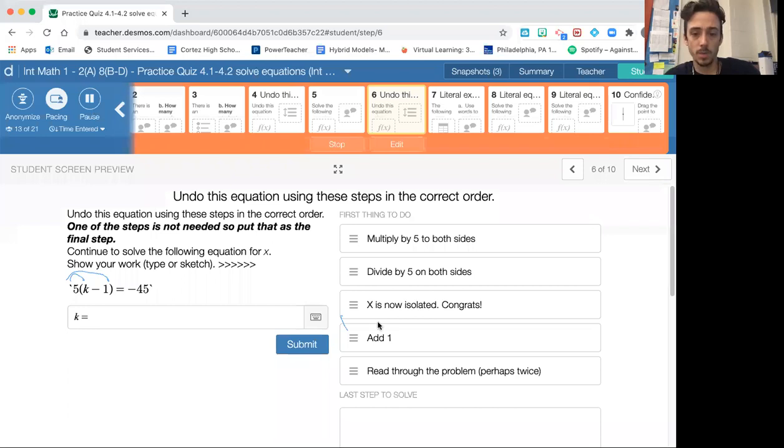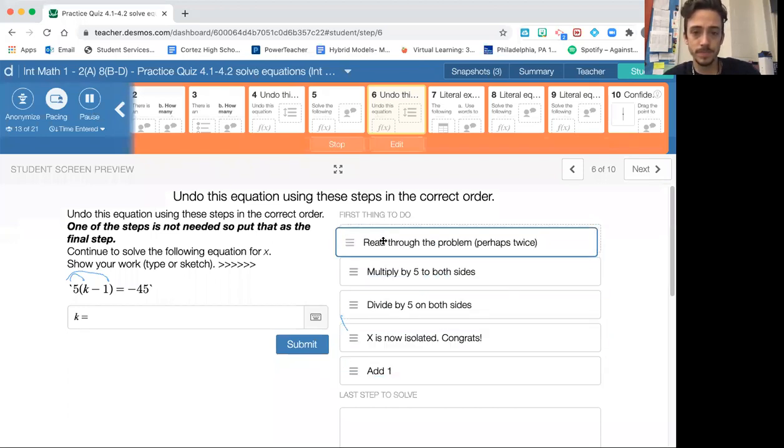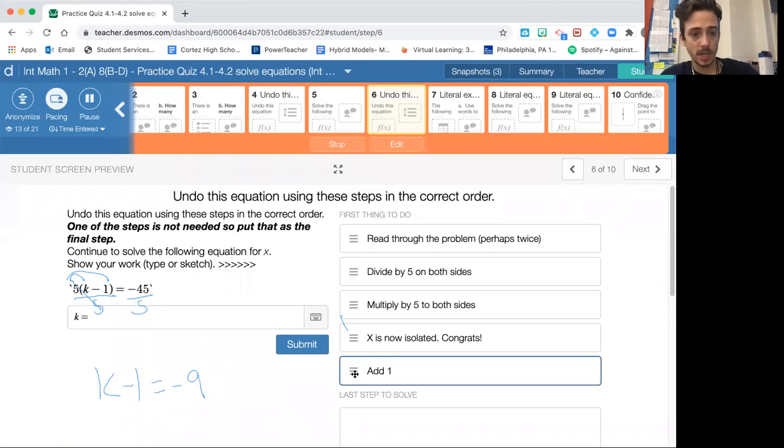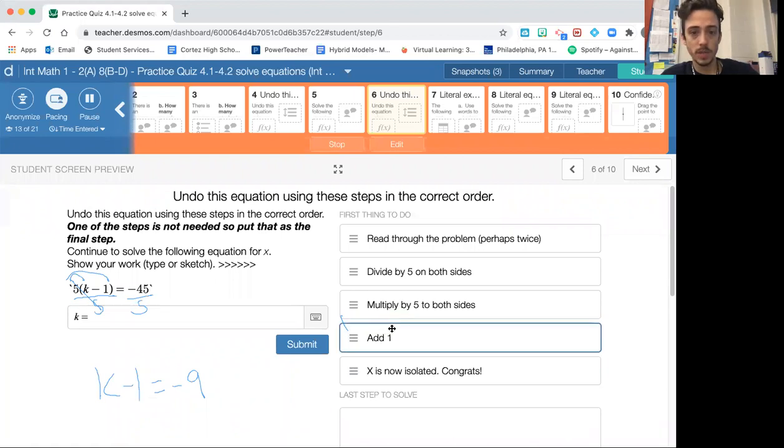One thing I would do first is read through the problem. In this case, we're trying to solve for k. Getting rid of the 5 is a good look because 5 is multiplying with everything here. So if you divided both sides by 5, it gets you k minus 1 equals negative 9. You can then take this further. Eventually, k is going to be isolated, but you should add 1 to both sides first.